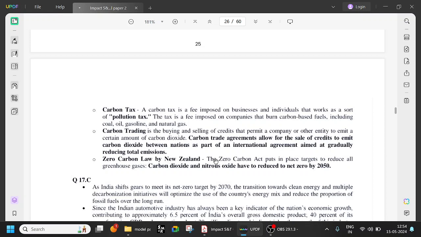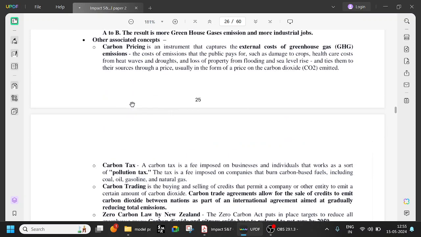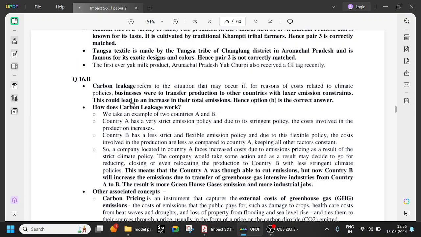Zero carbon law by New Zealand: the Zero Carbon Act puts in place targets to reduce all greenhouse gases. Carbon dioxide and nitrous oxide have to be reduced to net zero by 2050. In India, we have net zero by 2070. Remember that, very important. In New Zealand, they have it by 2050. So remember these things: carbon trading, carbon tax, carbon pricing, carbon leakage, etc.